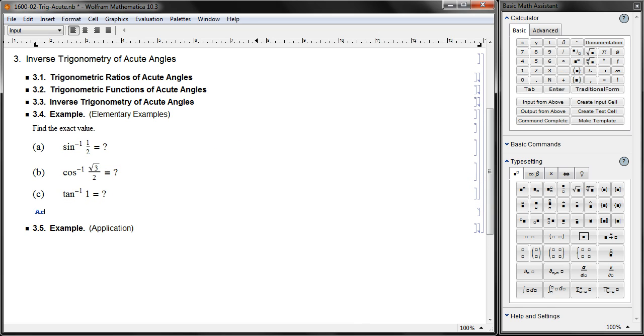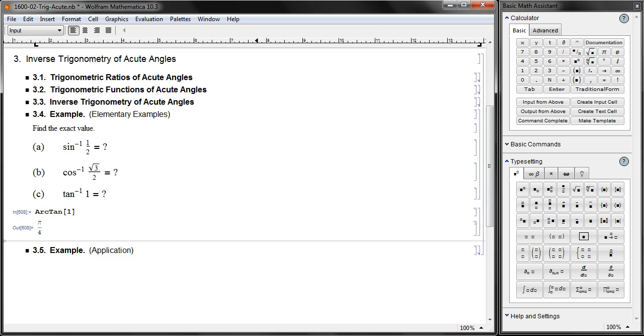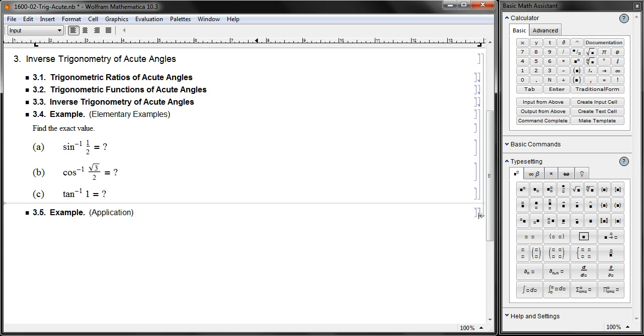Arctangent of 1, well, it's pi over 4. There are graphical methods too. Draw a 1, 1, square root of 2 triangle, and you can see that the angle is 45 degrees.